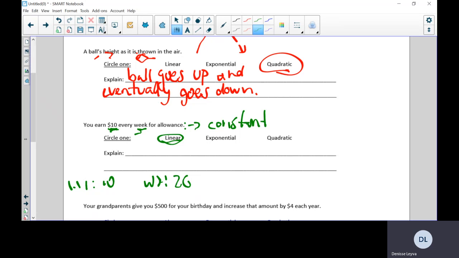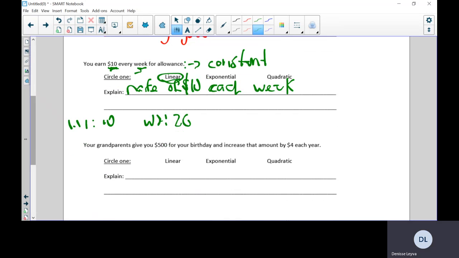So we can write here that there is a rate of $10 each week. And it doesn't say it's going to change. So that is why we can conclude it is a linear equation. Rate of $10 each week. So that's what it would be if we are talking about a daily allowance or something you're getting every single time.